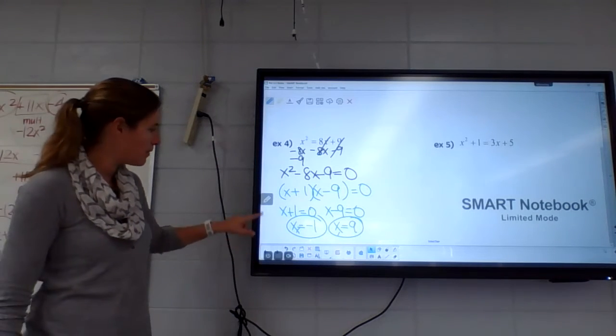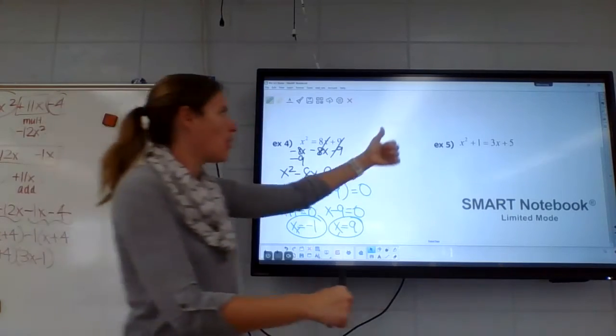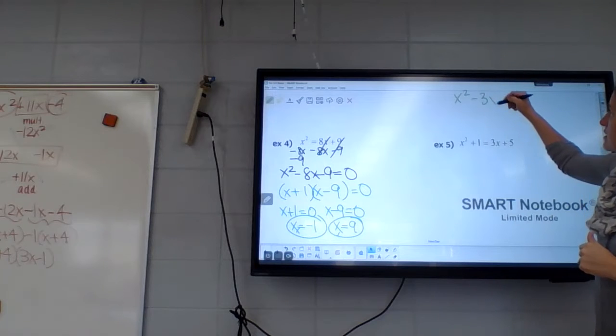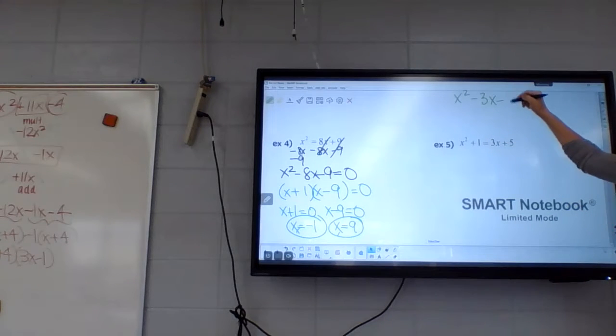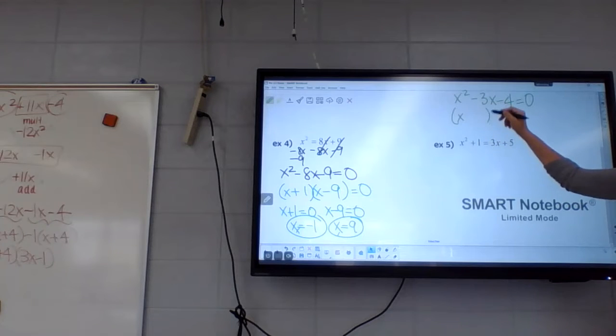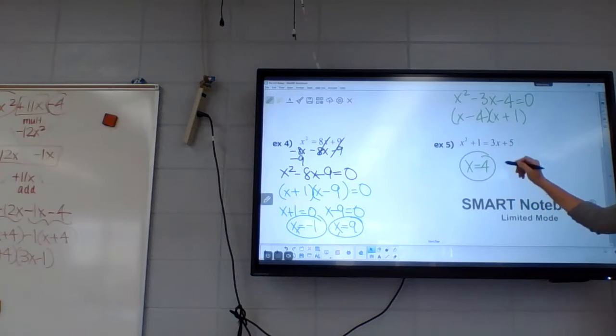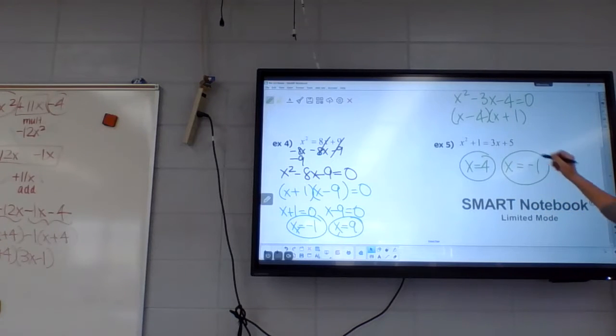And then in example 5, same idea, I would move everything over to the left side. So this would be an x squared minus 3x, and then the 5 and the 1 would become a negative 4. And so again, I believe it's a similar circumstance. We have negative 4, positive 1. And so just getting comfortable with that.